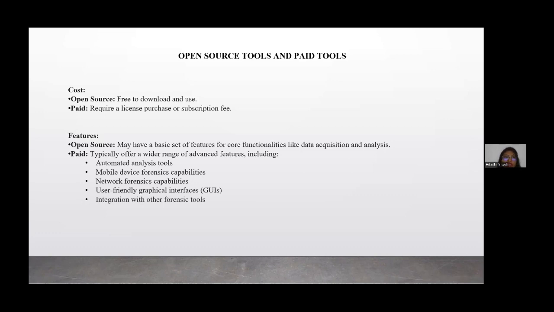That's the only thing. So, cost: open source is free to use. Paid may need a license, a subscription fee. Features: open source may have a basic set of features, core functionality of data acquisition and analysis, and paid have a wider range. Paid have advanced features. We are talking about advancement, right?